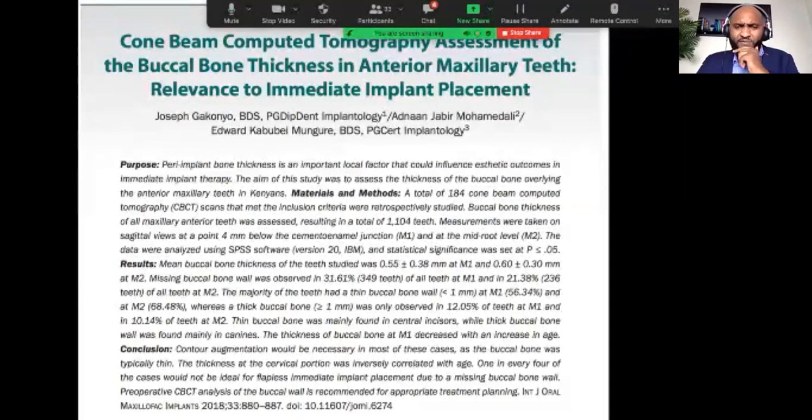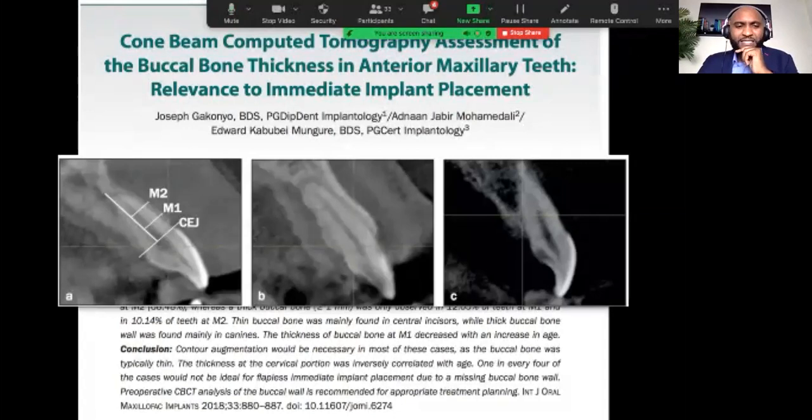Do we already have? And this is what we found, that in 63% of the cone beam CTs we looked at, the 1,104 teeth, 63% of them had thin bone. And by thin bone, we meant 1 millimeter or less. And only 12% had actually what we would desire, a thick buccal bone, greater than 1 millimeter.